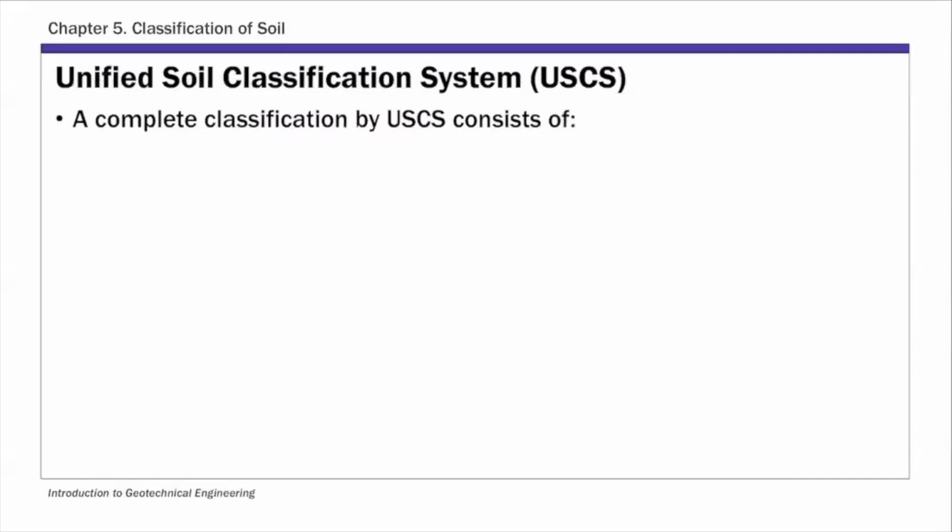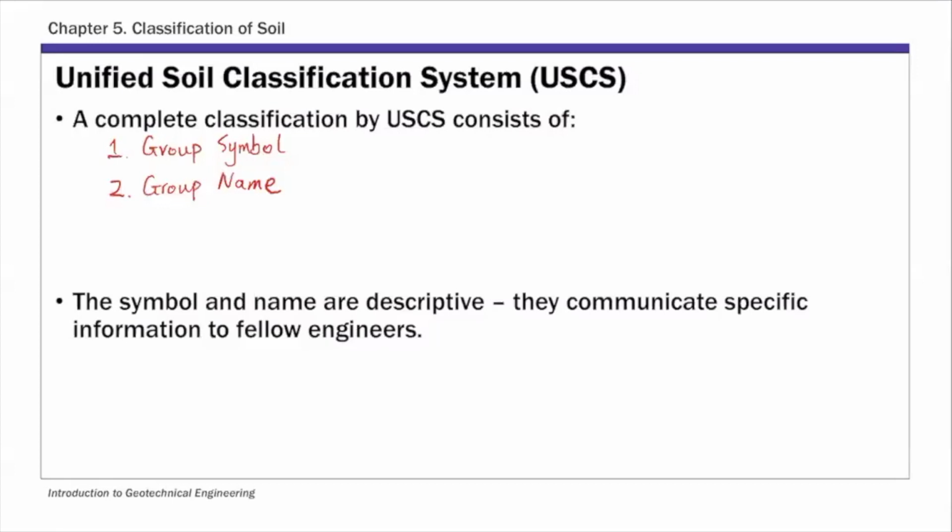So in the USCS system, a complete classification has two components. I'll start with the group symbol actually. The first one is the group symbol, and the second part of the USCS system is the group name. This is a difference between the USCS and AASHTO systems. In the USCS system, the group symbol and group name are descriptive, meaning they communicate specific information. If you look at the group symbol and group name, you can immediately tell what kind of soil it is.